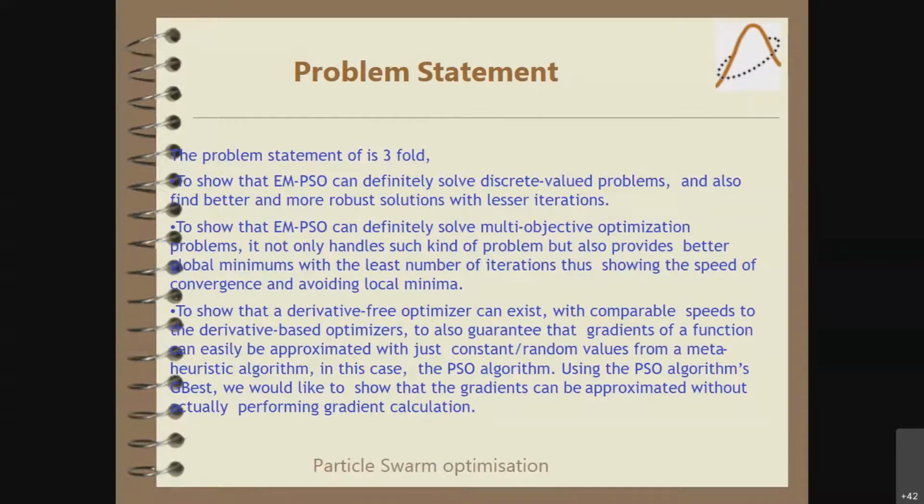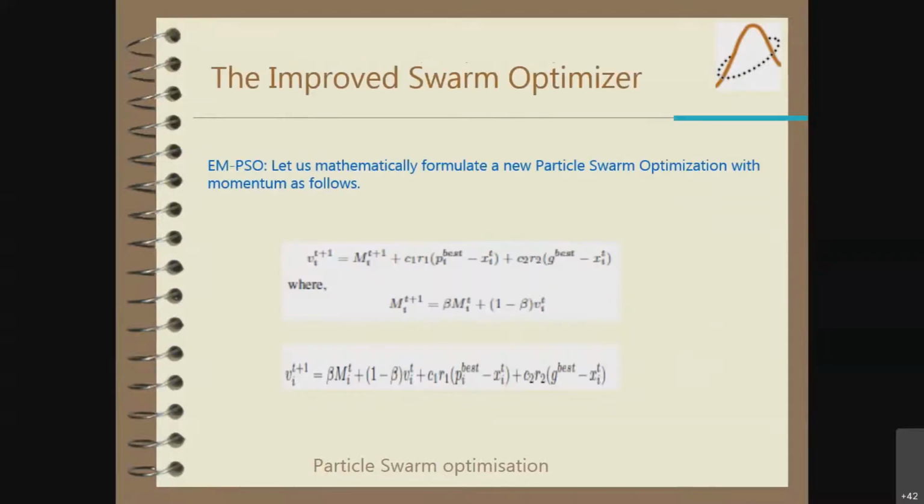So we use the iterative power of particle swarm optimization to approximate the derivative of a function, and therefore not use the derivative at all in the gradient descent of the neural network in backpropagation when we are training a deep learning model. Okay, how do we do that is the question. Before that, quickly, I will present the improvement to the existing particle swarm optimization that we propose. What we do is we add a momentum term.